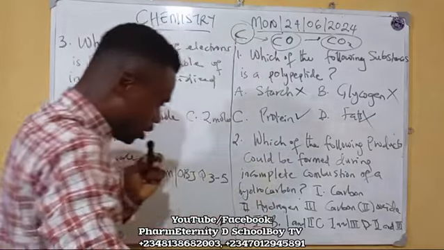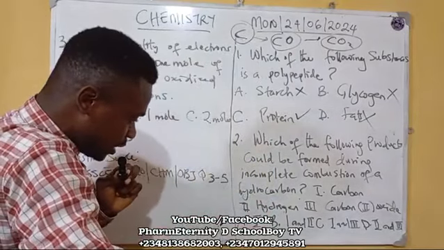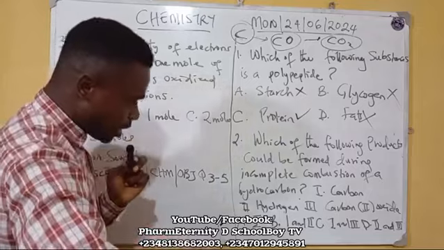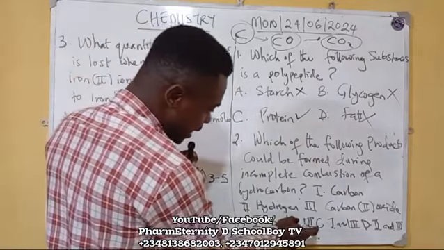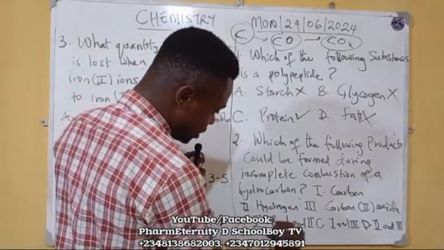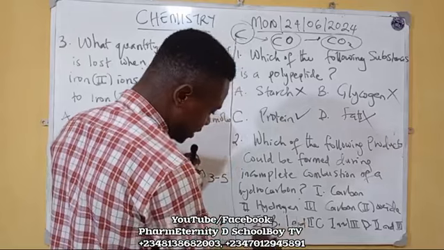So let's look at the options. Option A says I. I is what? Carbon. I agree, but that is not the only one there. Option B says I and I. I is carbon. I is hydrogen. No, these have no business with hydrogen. This is not the answer.